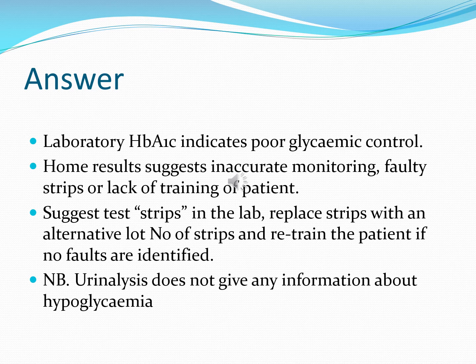So the lab HbA1c indicates poor glycemic control, which would suggest that the results done on the sticks at home are inaccurate, either because they're faulty or because the patient's not using the right protocol for measurement. So what you could do, you could potentially suggest to test the strips in the lab or replace with a different lot of strips, and also retrain the patient to make sure they know how to use them. Just a point of note, urinalysis does not give any information about hypoglycemia.